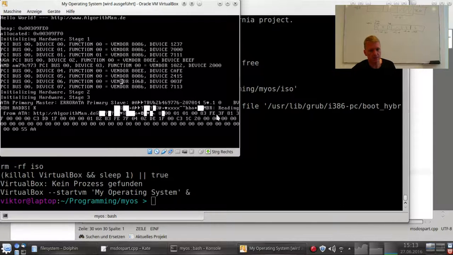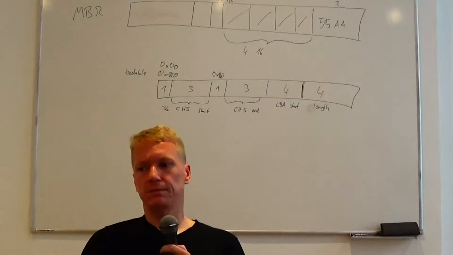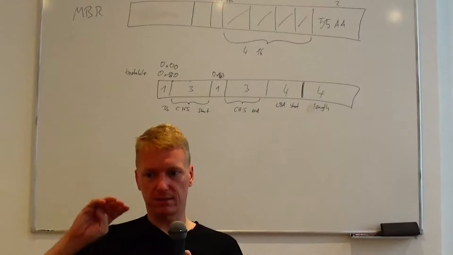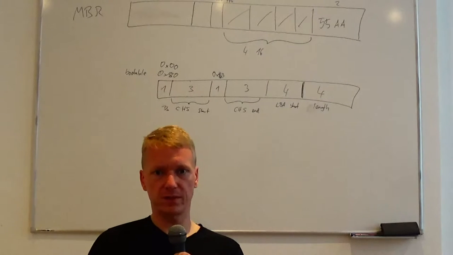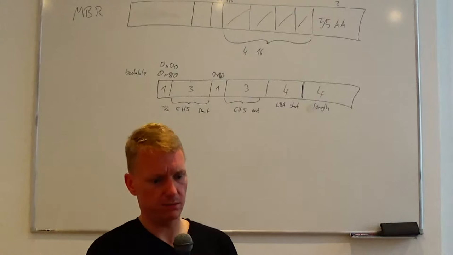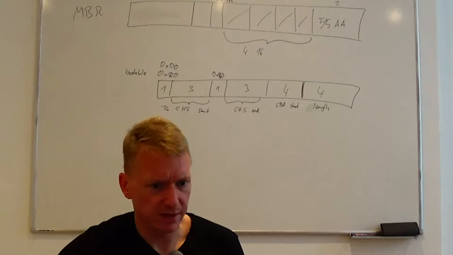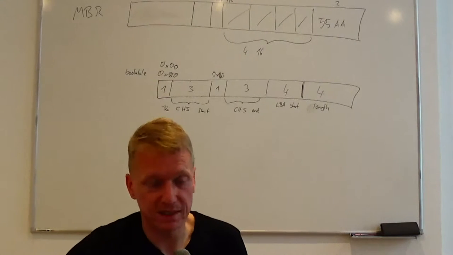Then the cylinder head and sector of the end of the partition, and then here 1, 2, 3, 4 bytes for the sector number of the start of the partition. And you might be wondering, why is this 3F here? There are just a few sectors reserved in front, and I actually don't exactly know why, but that's the way it is.